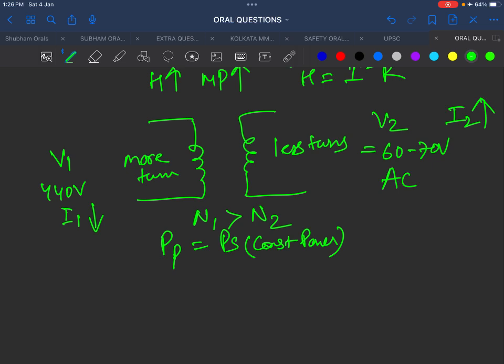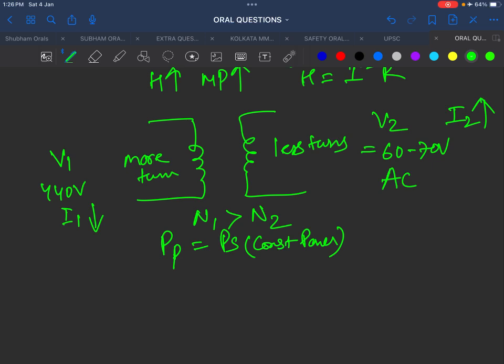Some surveyors will also ask you why the transformer is not given a DC supply. Because we need a rotating magnetic field to induce the EMF. If there is no rotating magnetic field, it will not induce EMF. There is no power transfer between the circuits and it will act as a short circuit, and the transformer will burn. Okay, so this is also a condition.